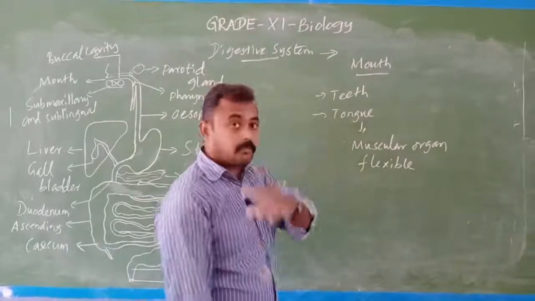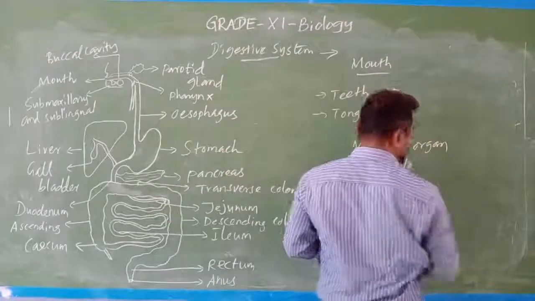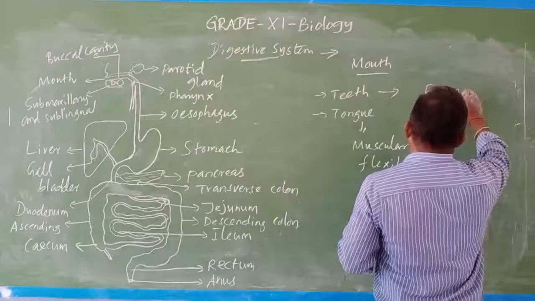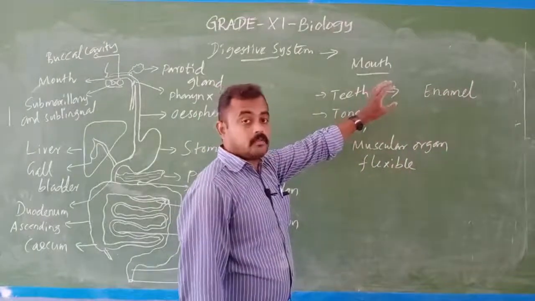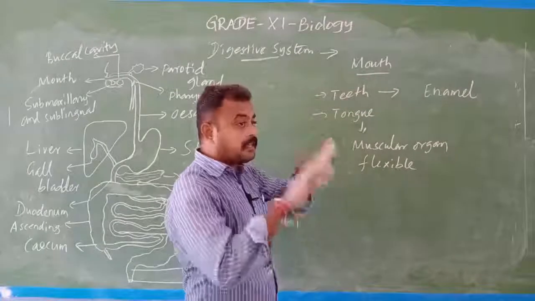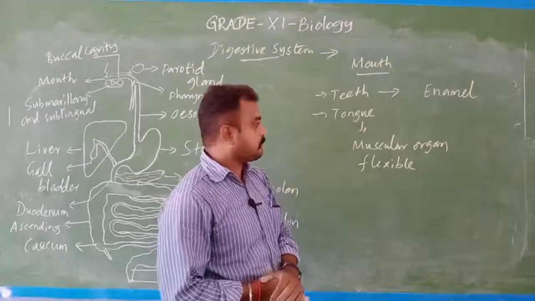Before that I missed one thing. Teeth are coated by enamel. Enamel is the strongest one. It is coated on the teeth. The outer layer of the teeth is called enamel. It is very strong. Right.